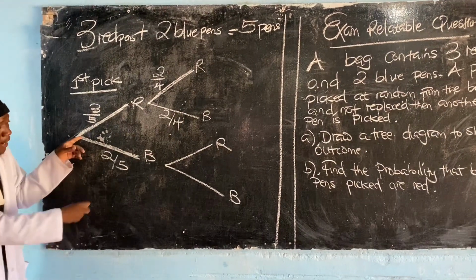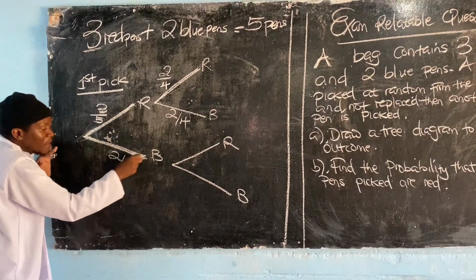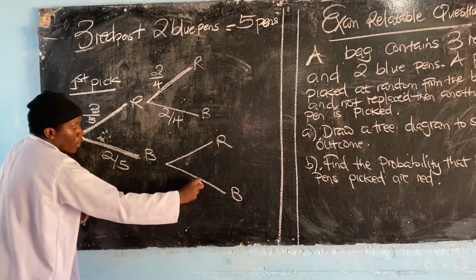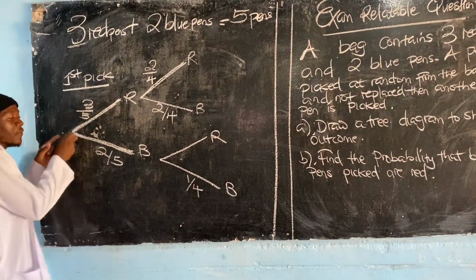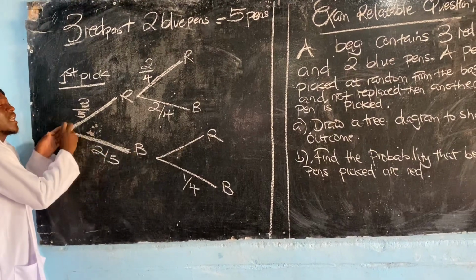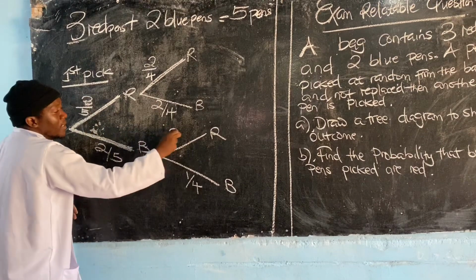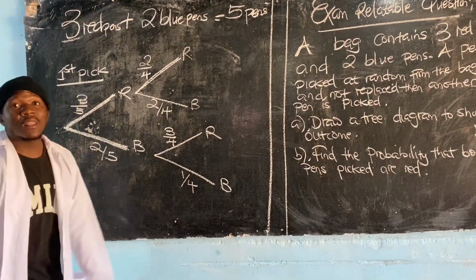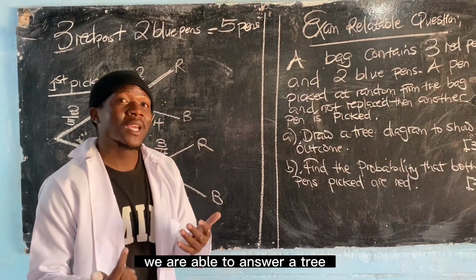The same is going to happen when we encounter, let's say our first is blue. It means blue is going to be affected here in the sense that it will remain 1 over, the total remains 4. But it simply means if we started with blue, then this red should be in its original way, which simply means 3, but what's just going to be affected is the total. Having done that, it simply means in an exam, we're able to answer a tree diagram.